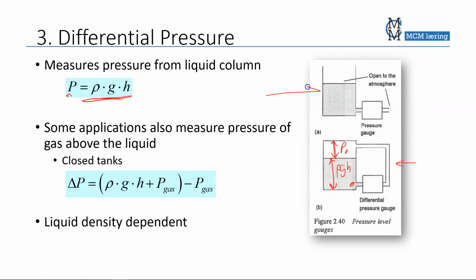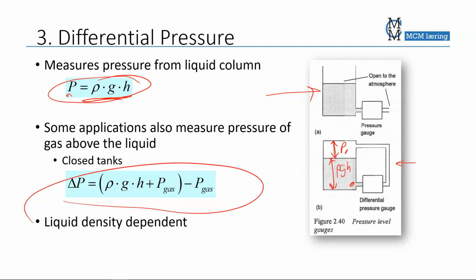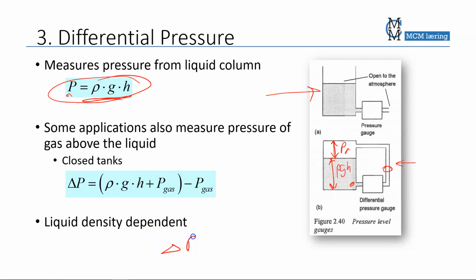In the first case here, the pressure depends on rho g h alone, while in this case the pressure depends on rho g h plus the pressure of the gas above it. But then I measure the pressure of the gas above it, and I can differentiate that from the total equation, and I end up with rho g h alone again. So again, the delta P, which is what I measure, is a function of the liquid height.